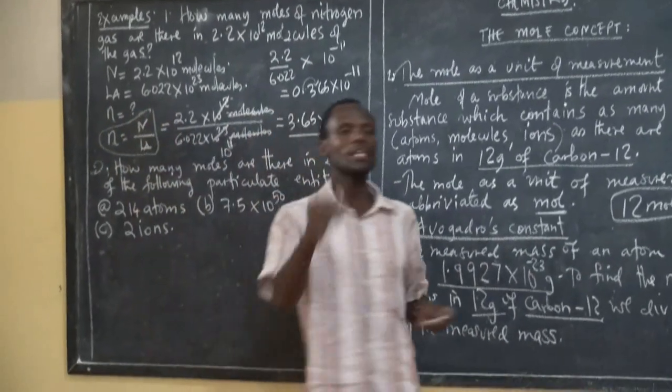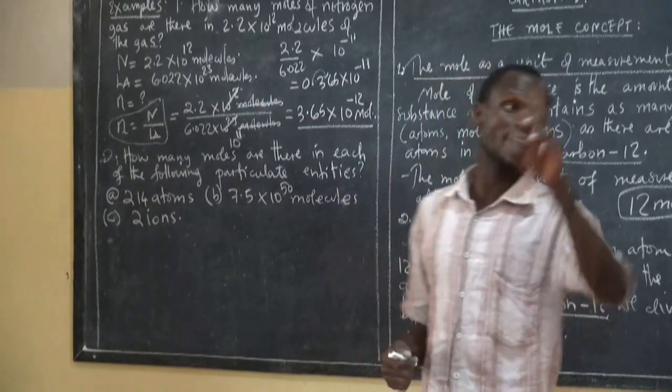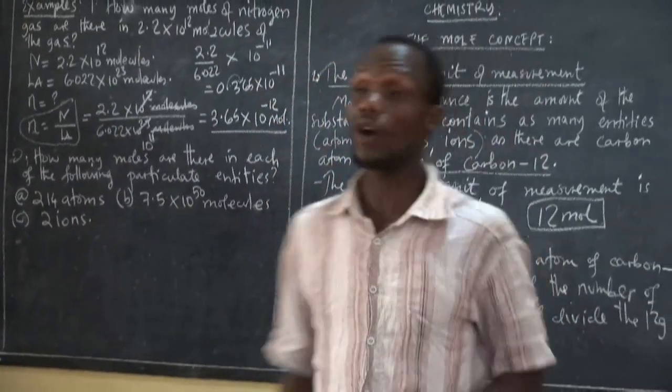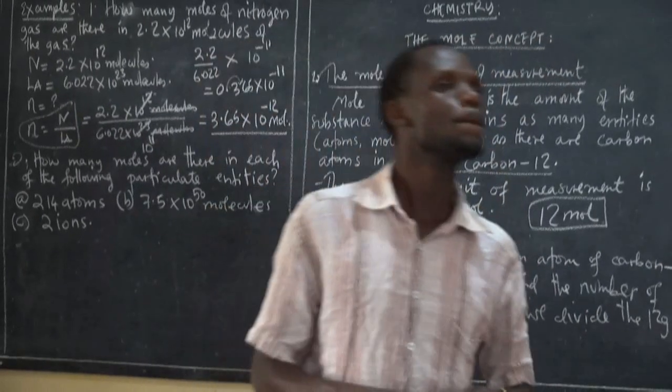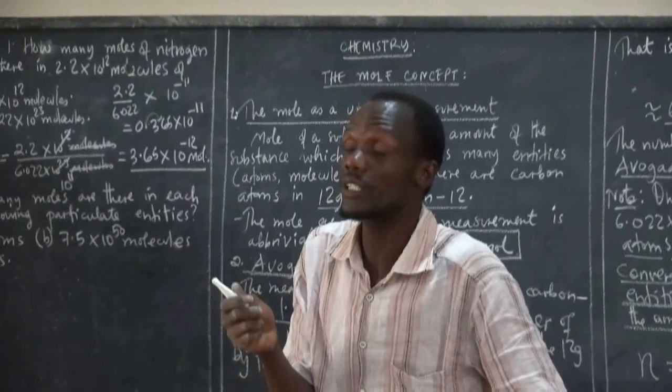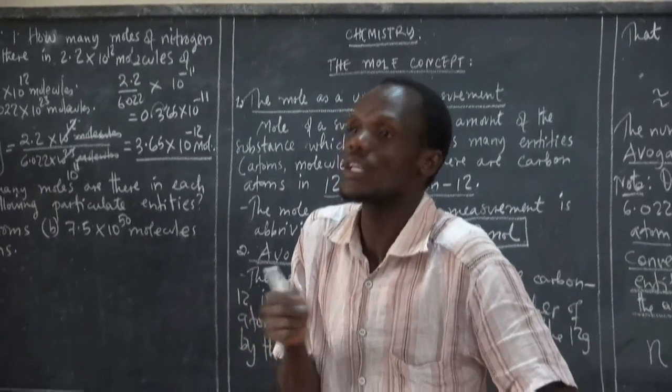But in case now you've been given the mass of the substance, we have the other formula. In case now you've been given the volume of the substance, now you have the other formula. And that is why I've said we don't have a single formula to determine the amount of substance.